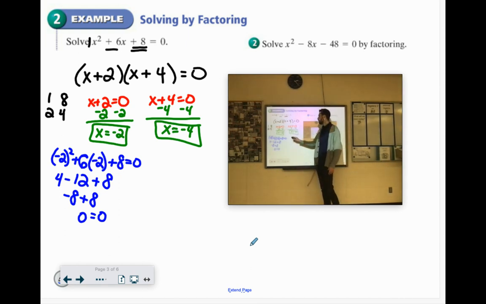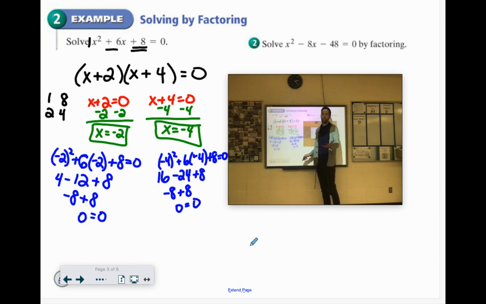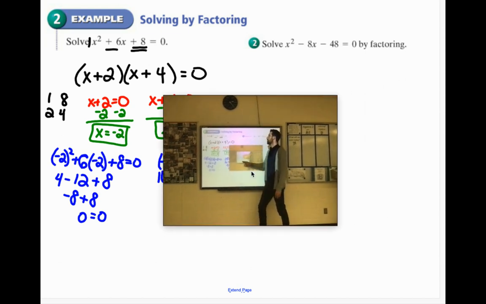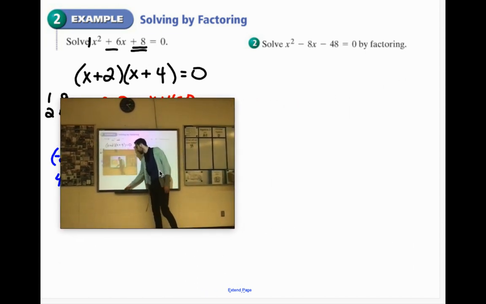If you put in negative 4, negative 4 squared is 16. 6 times negative 4 is negative 24. 16 minus 24 is negative 8. Plus 8 is 0. So 0 equals 0. Cool. All right. So it's always a good idea, if you do have extra time, check it in the original equation.